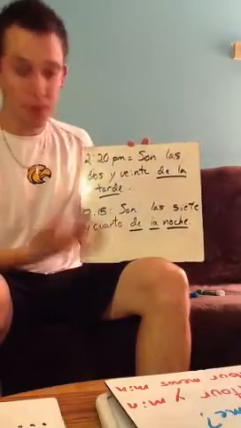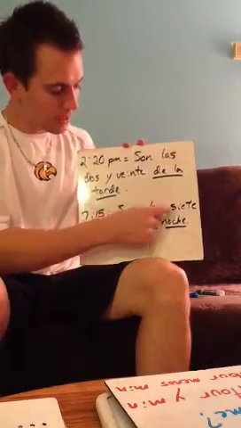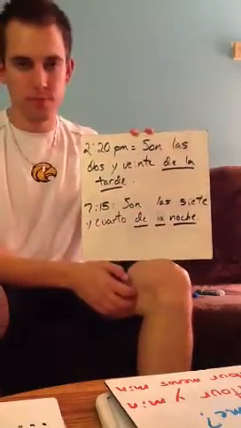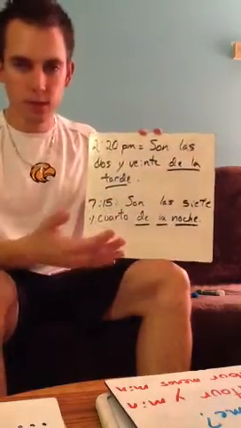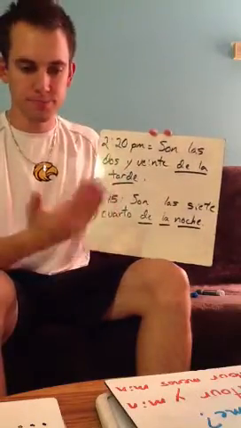Now, what if it's 7:15 p.m.? Right, it's nighttime now. Okay, it's dark out. Son las 7:15 de la noche. Okay, see how we tagged them on the same way at the end. Noche if it's after 6 p.m. Tarde if it's noon to 6 p.m. All right.